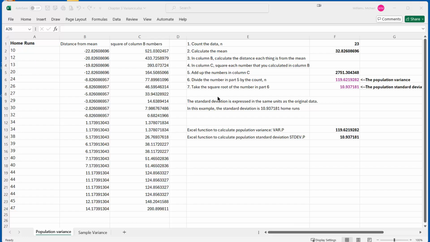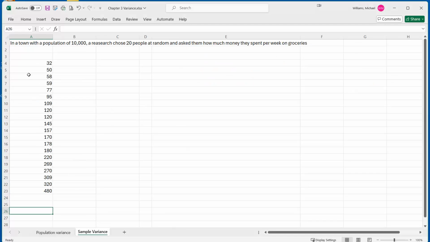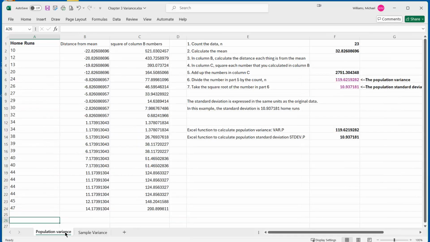I showed you how to do it manually, and then we showed you how you can use these two Excel functions. So I want to do a very similar thing for sample variance. If you look down here at this second tab, I made some fake numbers of how much money people spend on groceries every week. 20 people randomly selected from a population of 10,000. This is called a sample. And to calculate the variance and standard deviation of these numbers, believe it or not, you don't do the exact same method as population variance. It's almost the same, but not quite.